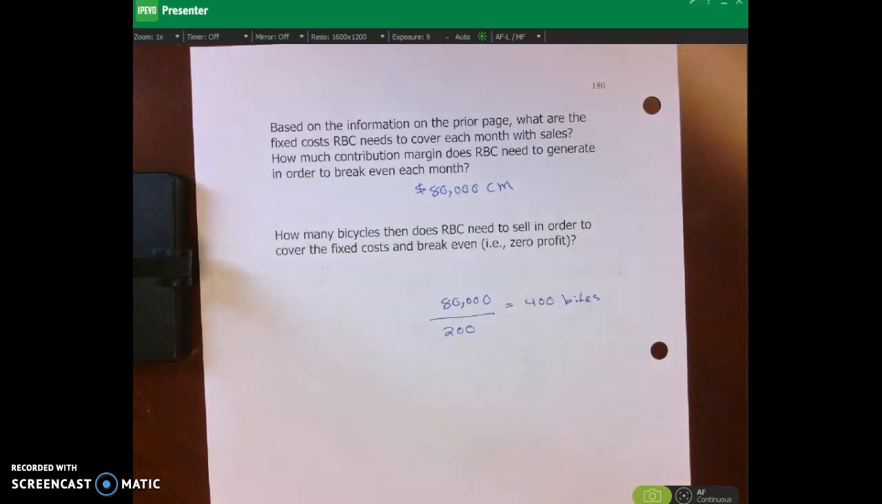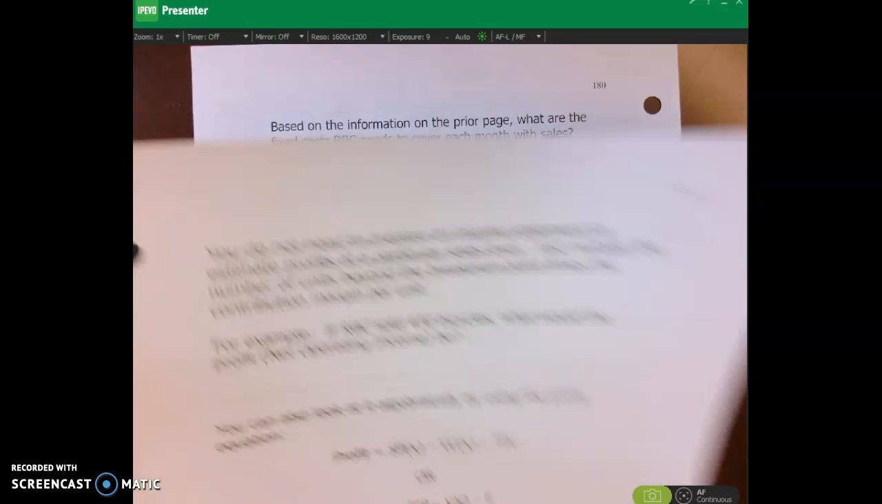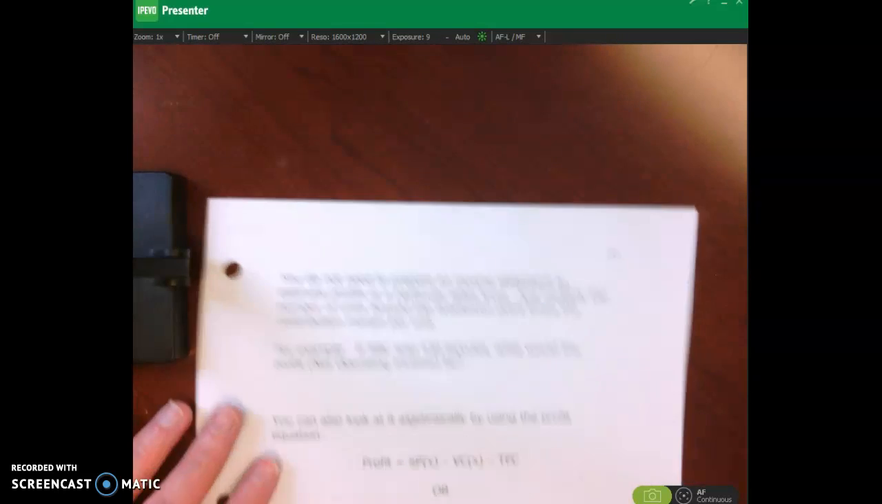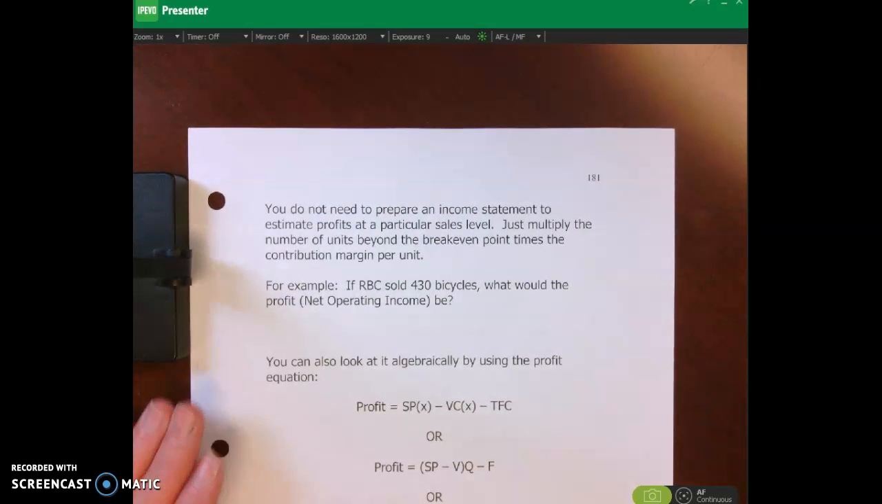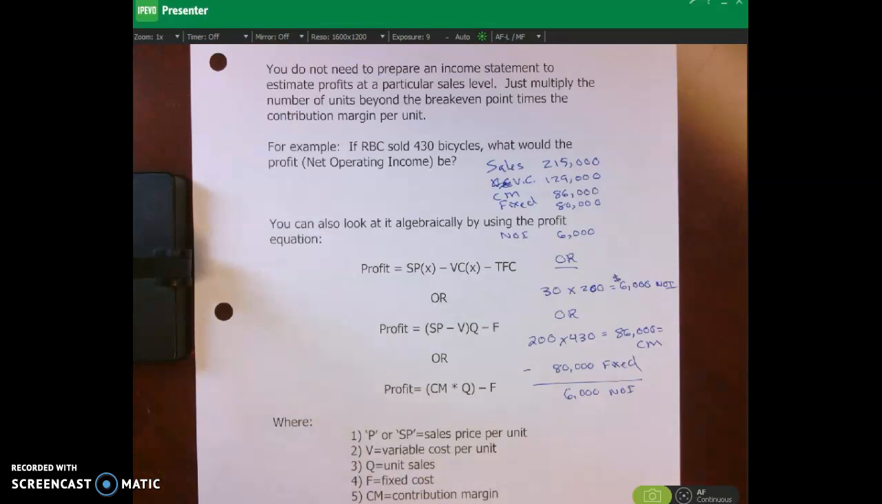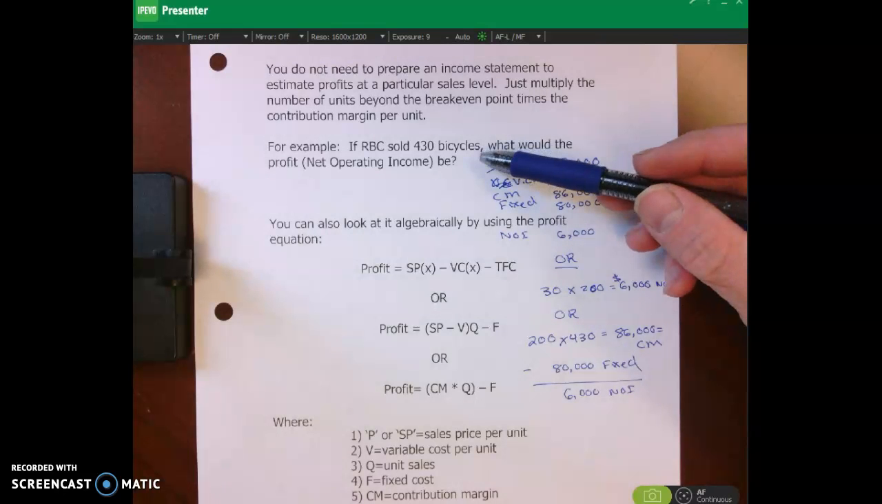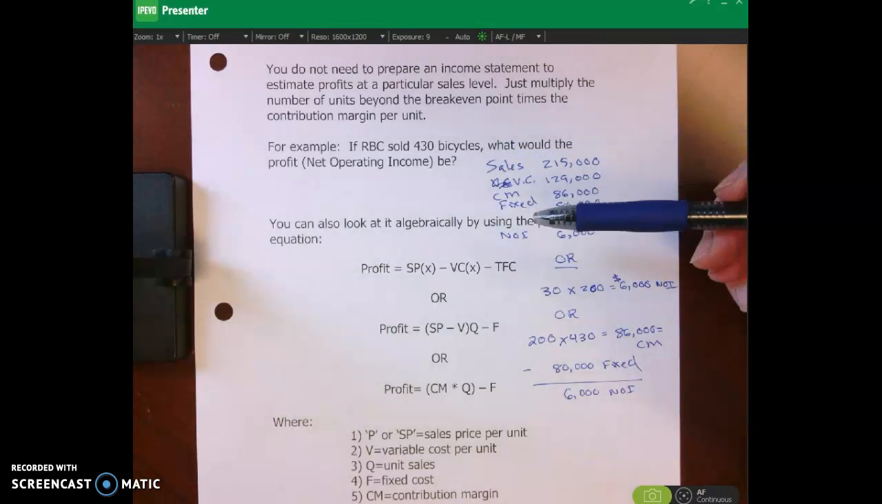So let's look at another problem over here. If RBC sells 430 bikes, what would be their income? I want you to pause the lecture video and solve this problem, and then we're going to come back and check it. There are a couple of different ways to solve this problem. If RBC sells 430 bikes, what would be their net operating income?